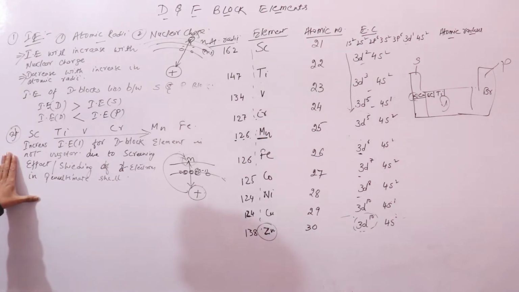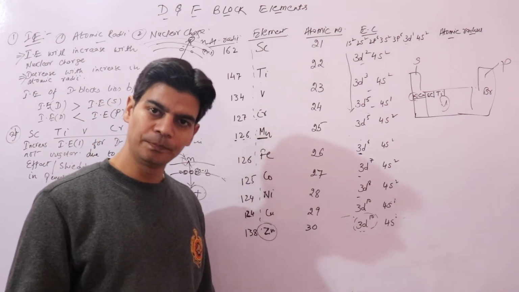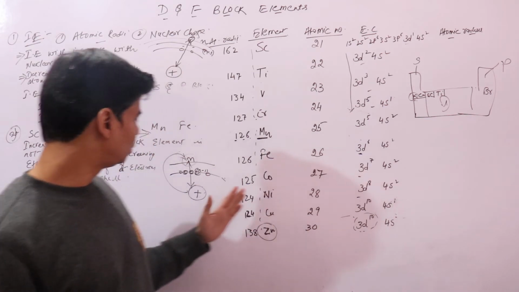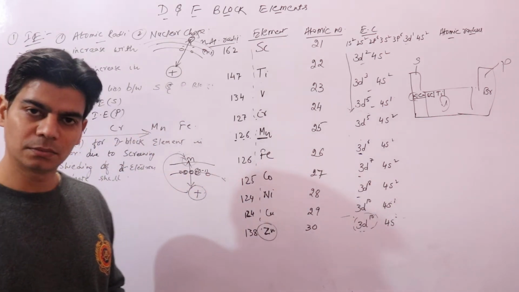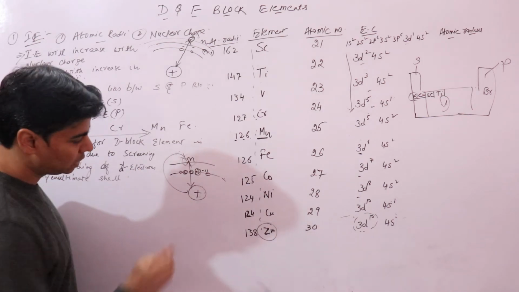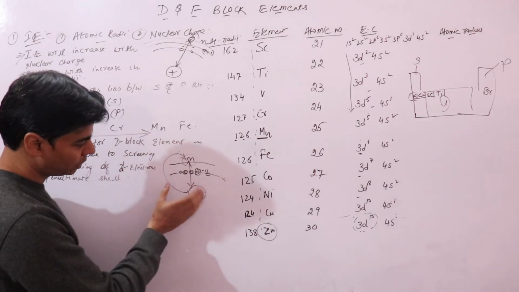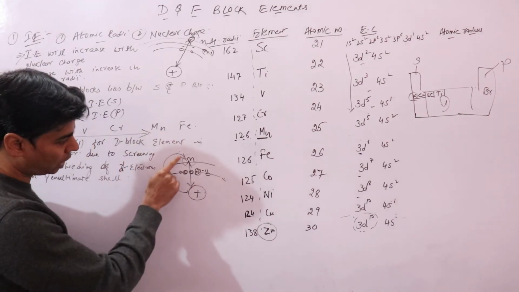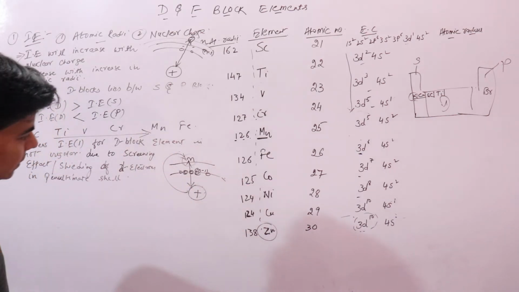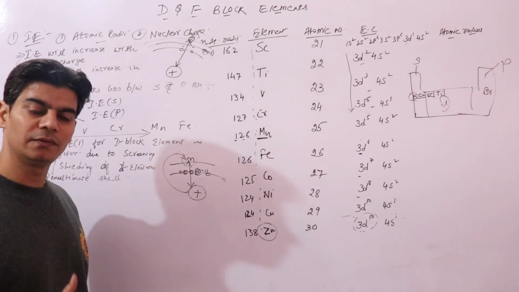I hope the second point is clear. Why is the increase in ionization energy not regular? Why does it slow down? Due to the shielding effect of these d electrons in the penultimate shell. In short, these d electrons come in between the nucleus and the outermost shell, due to which the force of attraction of the nucleus on the outermost electron reduces, and your ionization enthalpy will decrease. Now you have to give it less energy.